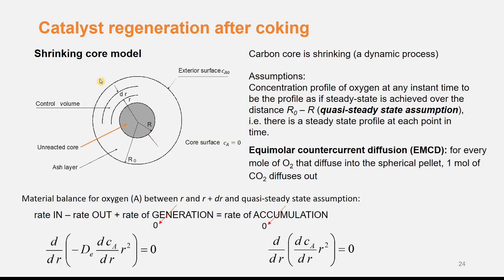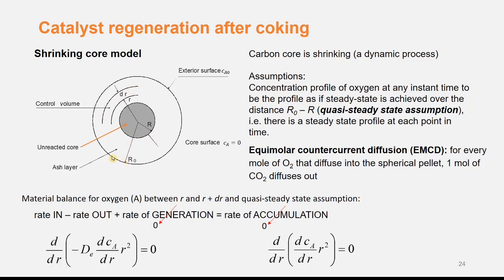As we want to find out how quickly the core is shrinking, we need to set up a material balance for the carbon in the core. However, the rate at which the carbon reacts depends on how quickly the oxygen can diffuse in from the pellet surface to the core. In order to calculate this, we need to set up a material balance for the oxygen in the regenerated part of the catalyst pellet. This diagram shows the catalyst pellet, the unreacted core, and the control volume for our oxygen material balance.